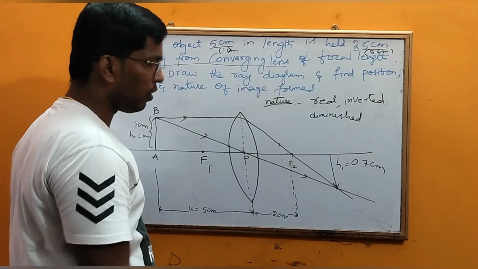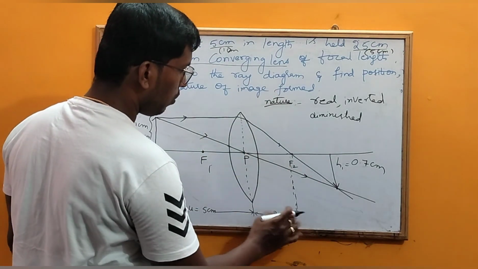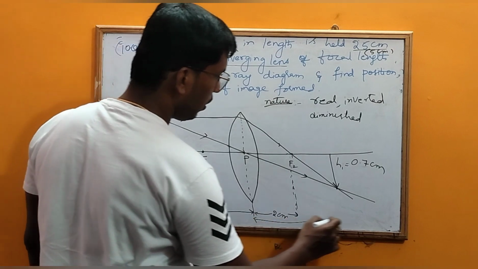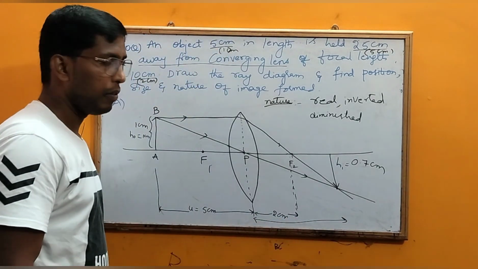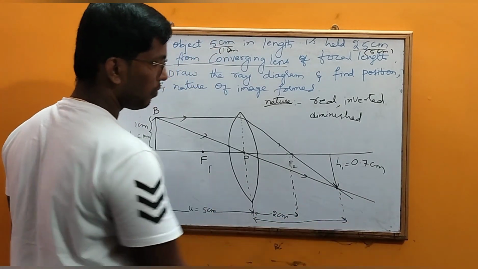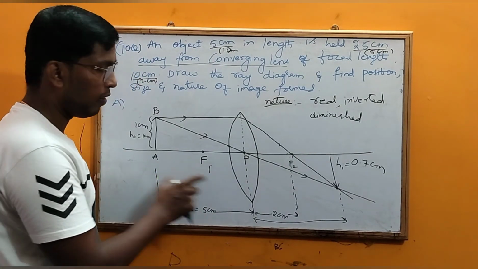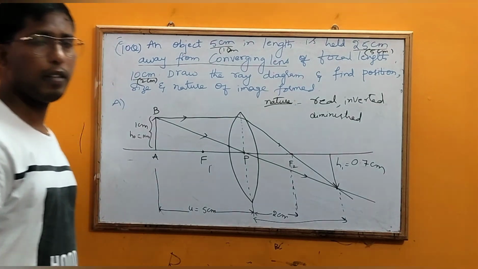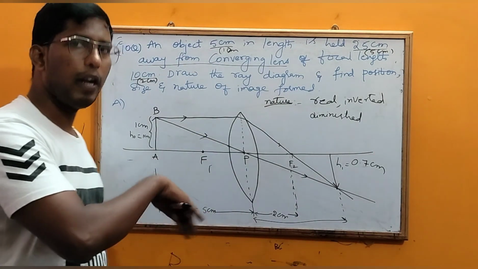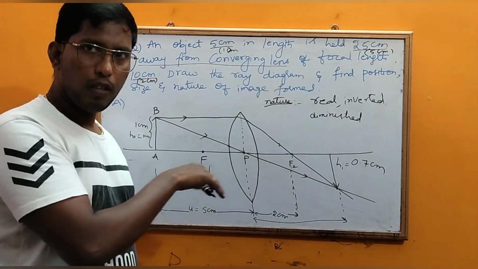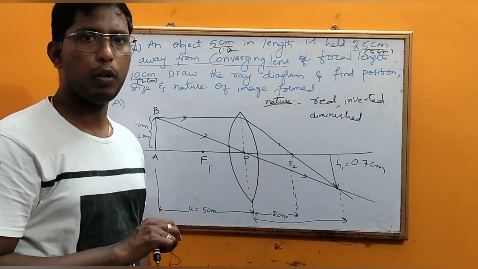To get the position, suppose you want to get the position, you measure from here to here. Measure the distance. What is the distance? Here the object is at 25 centimeter, 5 means 25, and you measure this distance and you will get it. Okay, you draw and you try. If you don't understand, you mention it in the comment box.